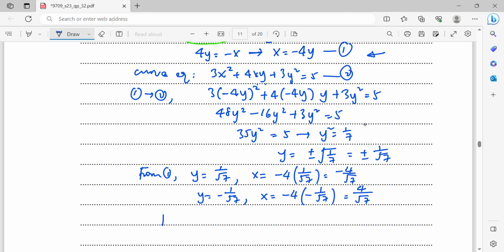So from here, I will get the points. The points will be having coordinates minus 4 over square root 7, which is the x, and then the corresponding y is positive 1 over square root 7, and the other one will be positive for the x and negative for the y, but same values as the previous point. So these are the coordinates of the 2 points.